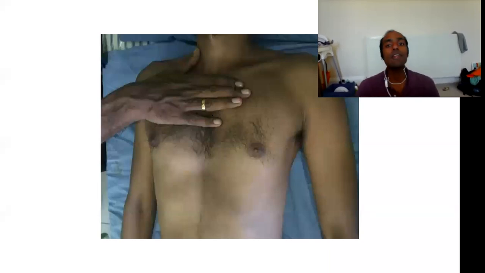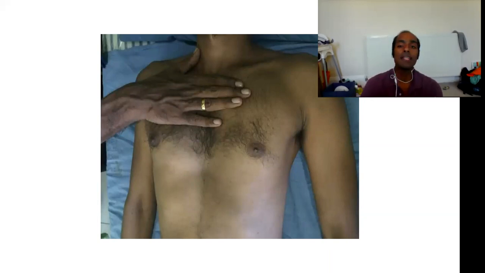And then finally, feel for a palpable second heart sound, like I have shown in this picture, in the pulmonary area. So you are feeling for a palpable second heart sound in the pulmonary area.